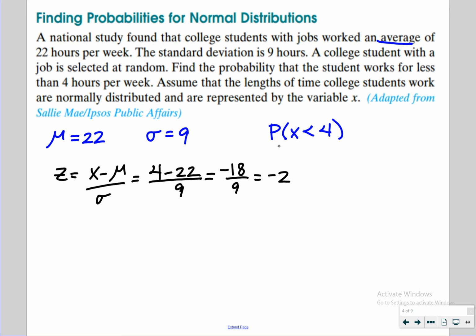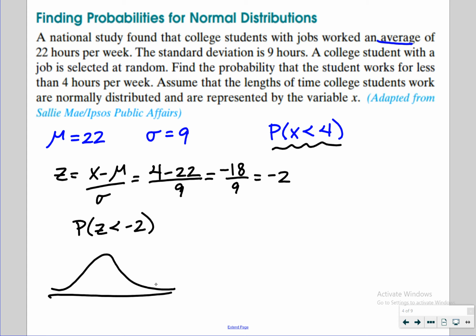So the problem, find the probability that x is less than 4, is the same as find the probability that you have a z-score less than negative 2. Now that looks like the problems we just did a second ago. So we're going to find negative 2 on our chart. If you need to, draw the picture. Negative 2 is down here somewhere. Less than, so it's the area to the left that we're looking at.